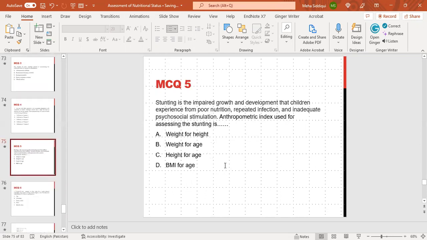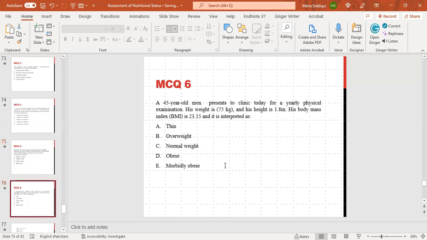MCQ number 5. Stunting is the impaired growth and development that children experience from poor nutrition, repeated infection, and inadequate psychosocial stimulation. The anthropometric index used for assessing stunting is: weight for height, height for age, BMI for age. B is the right option. Here, height or length for age is used for assessing stunting.